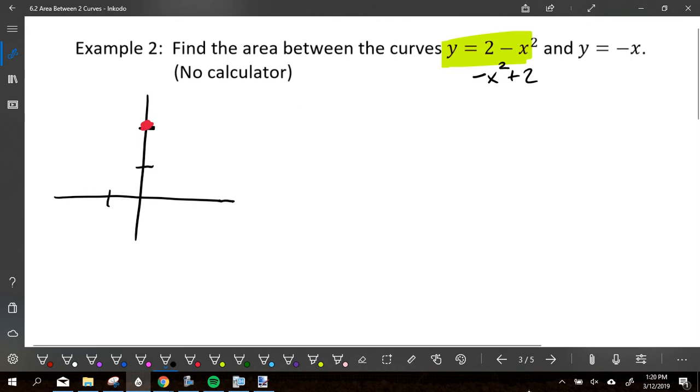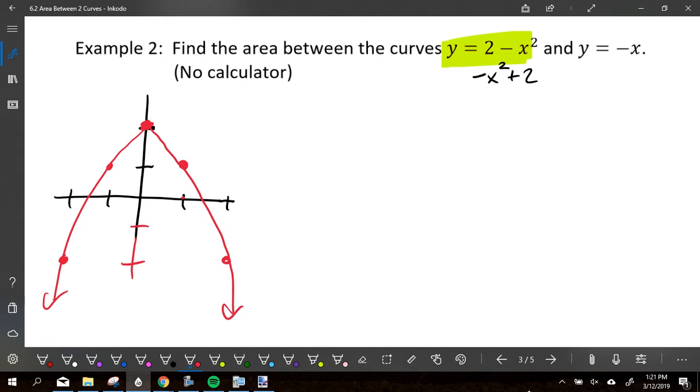It's a negative parabola, so I'm going to start right there, and then I'm going to graph. I'm going to try to space this out so it's not the worst picture I've ever drawn. Down 1, right 1, down 1, left 1, and then down 3, right 1, down 3, left 1, right there. Oh, that was the worst picture ever. I was hoping not to. There we go. All right, there's my parabola.